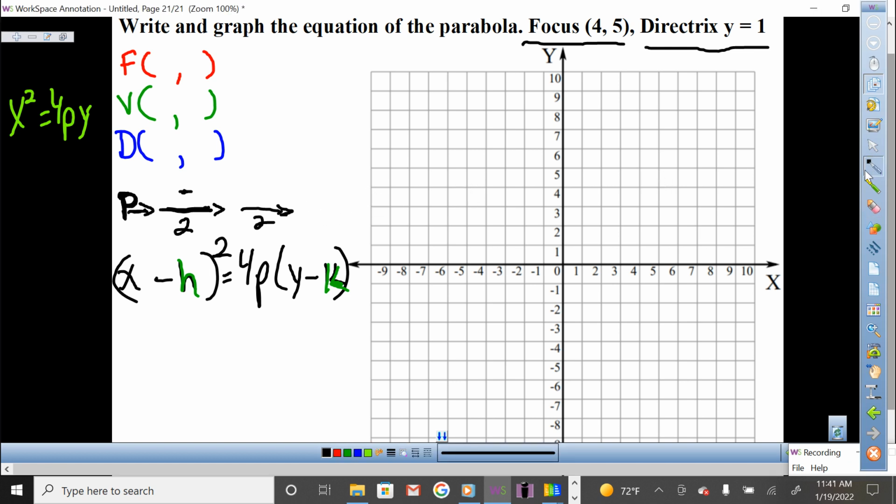All right, let's begin. With red, let's plot our focus. 4, 5. And write it right here. 4, 5. What's our Directrix? Our Directrix is y equals 1. Y equals 1 is right there.